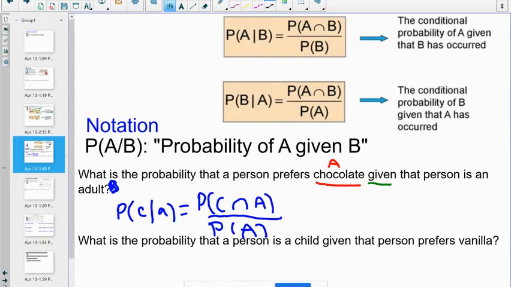Now for the second one, what is the probability the person is a child? So that's our A. Child is A, given the person prefers vanilla, so vanilla is B. So the probability of child, CH for child, given vanilla is equal to the probability of child and vanilla over the probability of vanilla. Those are the different notations.